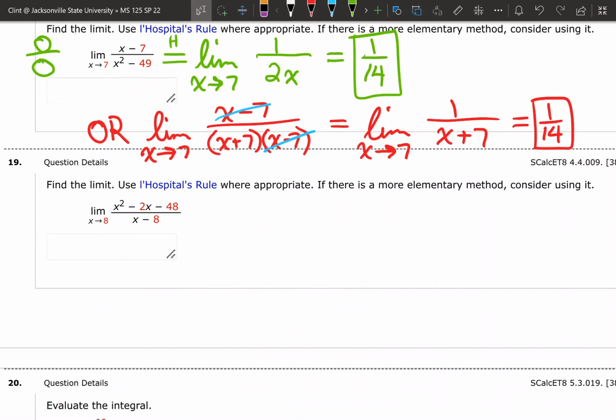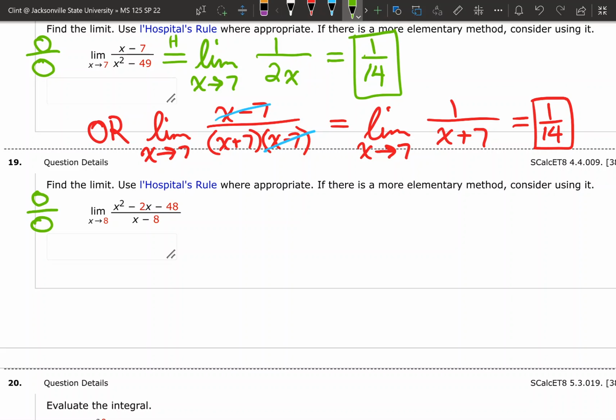19, same type of problem, just a different limit. So if we try direct substitution, we get 0 on the bottom. On the top, let's see, 64 minus 16 minus 48, is it 0? Yeah, so this is 0 over 0 again.